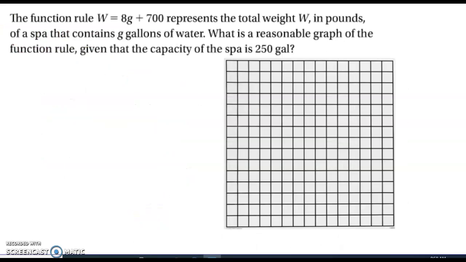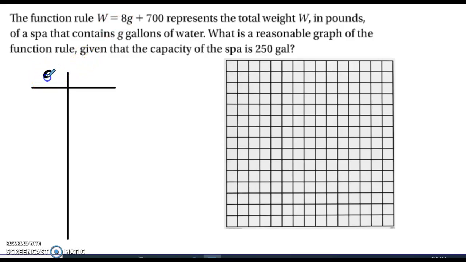All right, but now we're going to go to the real world. And in the real world, it probably isn't going to go in both directions forever. So the function rule W equals 8g plus 700 represents the total weight W in pounds of a spa that contains g gallons of water. What is a reasonable graph of the function rule, given that the capacity of the spa is 250, right? So we have to think about actual possible answers this time.